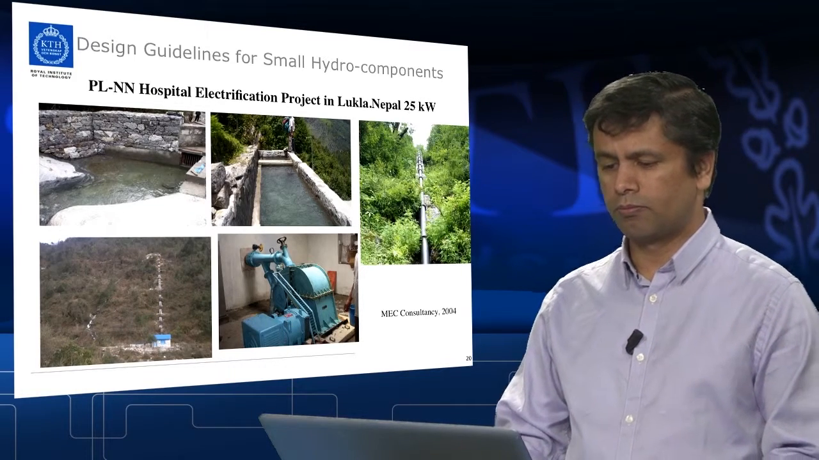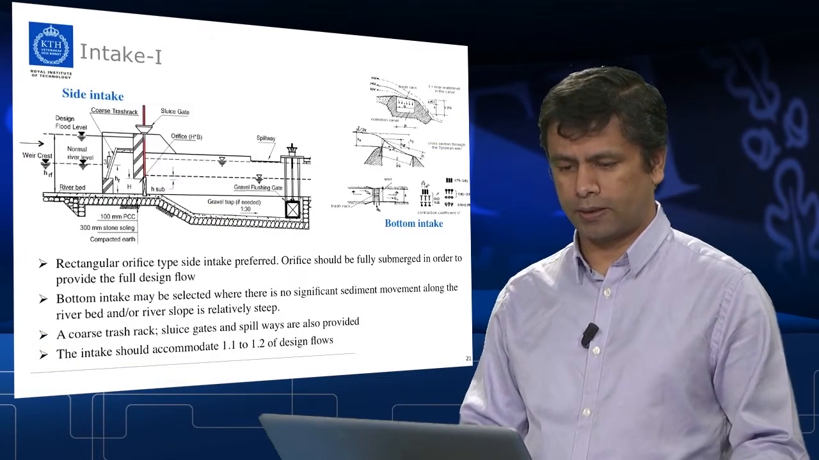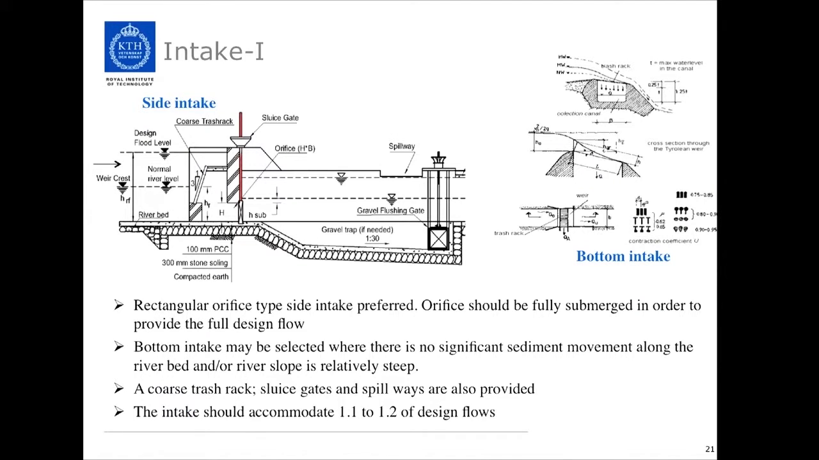Now, we will talk more on design aspects of the intake. While designing micro hydro or small hydro, you can have either a side intake or a bottom intake. Normally, a rectangular orifice type intake is preferred, and the orifice should be fully immersed in the water in order to assure the design flow.